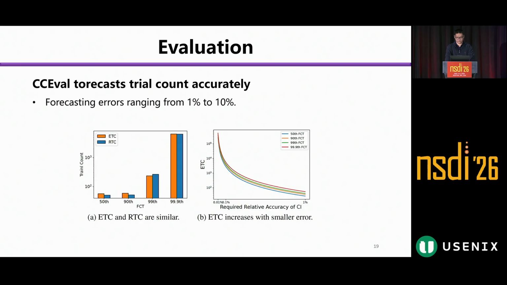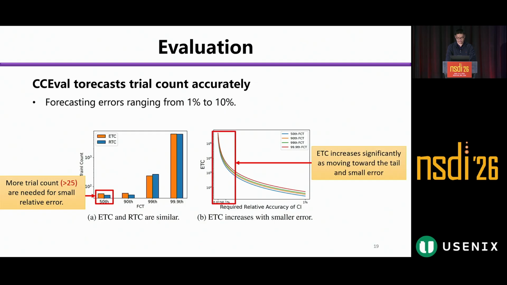Next, we evaluate the trial count forecasting. CCEval forecasts the required trial count accurately for different quantiles, with forecasting errors roughly between 1% and 10%. The result also revealed two useful insights. First, more than 25 trials are usually needed to converge to a small relative error such as 1%. And second, the required trial count increases significantly as we move toward more extreme tail quantiles. This matches the intuition. Tail metrics are harder to estimate because informative samples appear less frequently.